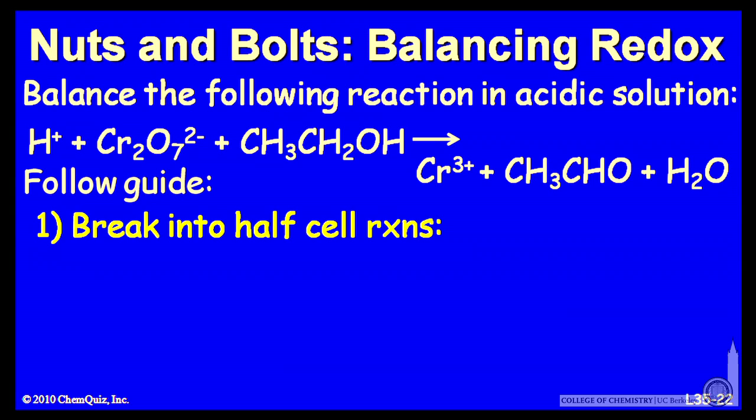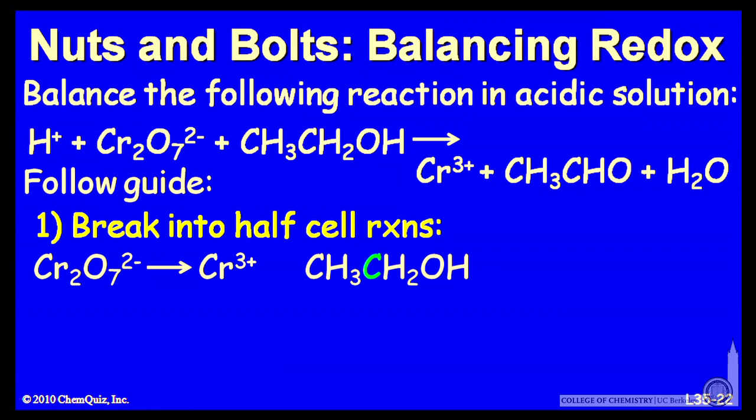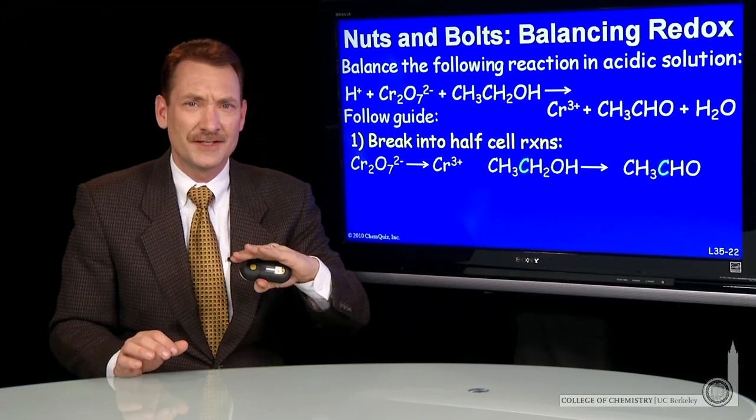So you have to recognize what's being oxidized and what's being reduced. If you look carefully at this, you'll find that there's the chromate and chromium, and the alcohol and the aldehyde, and there's an oxidation occurring and a reduction occurring. Well, let's go through and see which is which.